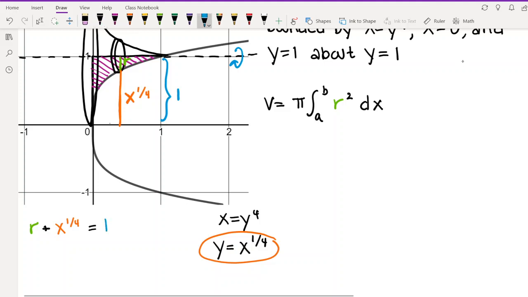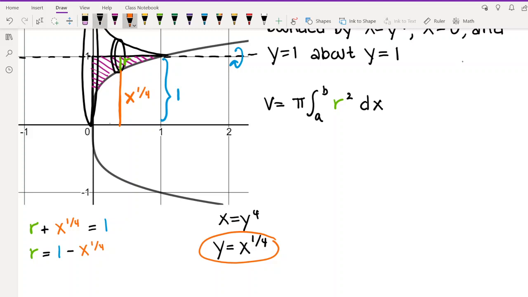is equal to 1. Right? We're not really doing calculus here. We're just looking at a picture and doing some geometry, adding things up and making sense of them. And so how would we find r? Well, r would then have to be equal to 1 minus x to the 1/4, right? And that's what we're going to be plugging into our function as r.